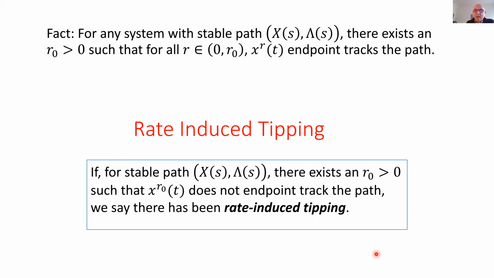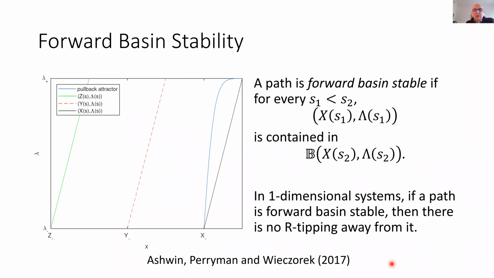So you get, and we say then that it has rate-induced tipping. So here's a concept which gives you necessary and sufficient conditions in one dimension for when this occurs. The notion is called forward basin stability, and this is in a 2017 paper of Ashwin, Perryman, and Wieczorek. Sebastian Wieczorek, who's at Cork in Ireland, is I think the person who's really developed this area and come up with most of the seminal concepts.